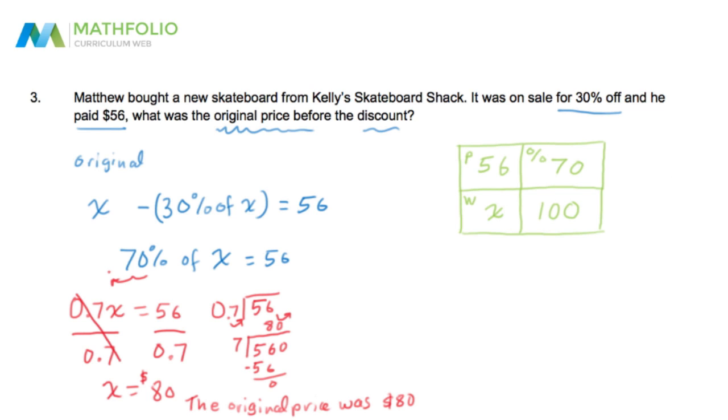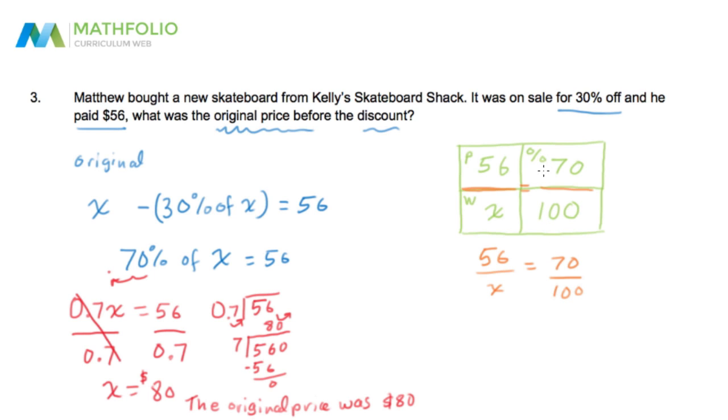And now we've got this. In actual fact, this is a proportion. So I'm going to switch to orange for a second. This is a proportion because we got 56 over X. Let's just write that, 56 over X equals, so I'm going to put my equals in here, 70 over 100. So this is 70 over 100. So notice what happens here.